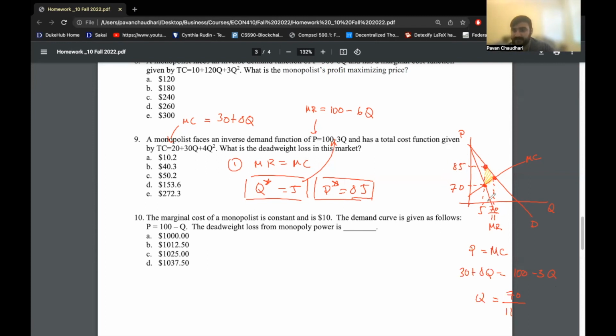Okay, and so then to find the deadweight loss, we just find the area of this triangle, right? So base times height times 1/2, right? So we do deadweight loss. So the base of this triangle is 15. The height of the triangle is whatever this is. So 70 over 11 minus 5. You can do that on your calculator, and then times 1/2. Oh, whoops, times 1/2. Okay, good. And you should get A.